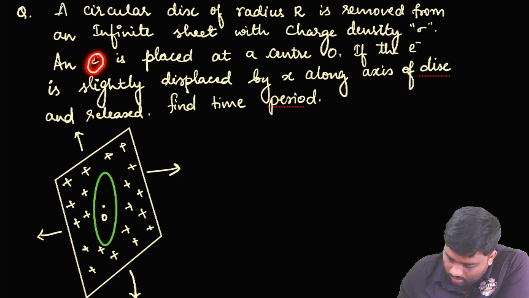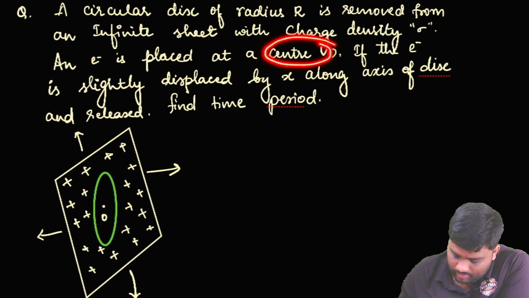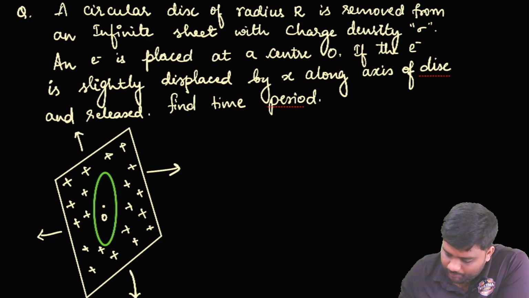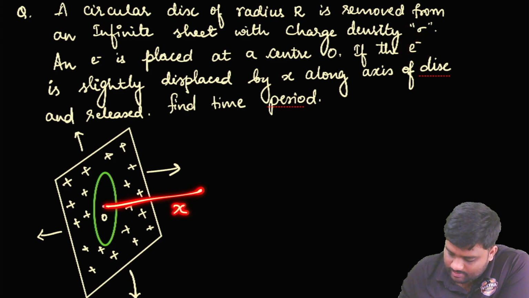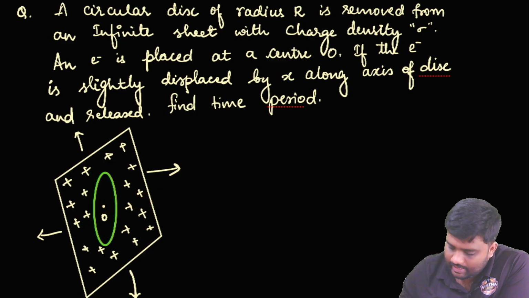ದೇರ್ ಇಸ್ ಆನ್ ಎಲೆಕ್ಟ್ರಾನ್ ಪ್ಲೇಸ್ಡ್ ಎಟ್ ದ ಸೆಂಟರ್ O. ಈ ಮಧ್ಯದಲ್ಲಿ ಒಂದು ಸೆಂಟರ್ ಅಲ್ಲಿ ಒಂದು ಎಲೆಕ್ಟ್ರಾನ್ ನ ಇಟ್ಟಿದ್ದಾರೆ. If the electron is slightly displaced by some distance x along the axis of disk, this is the axis of disk, and if you release at this point, find the time period.